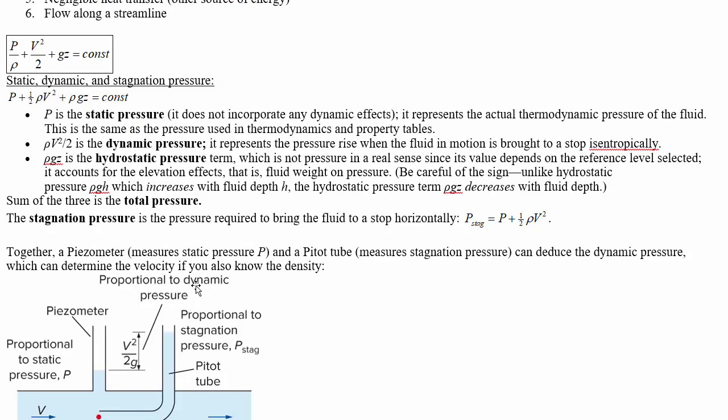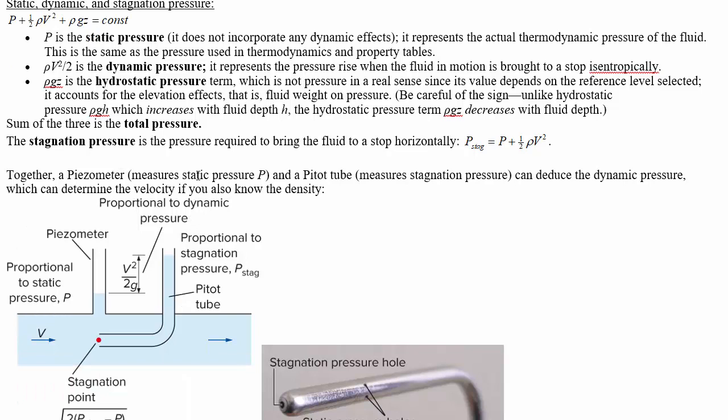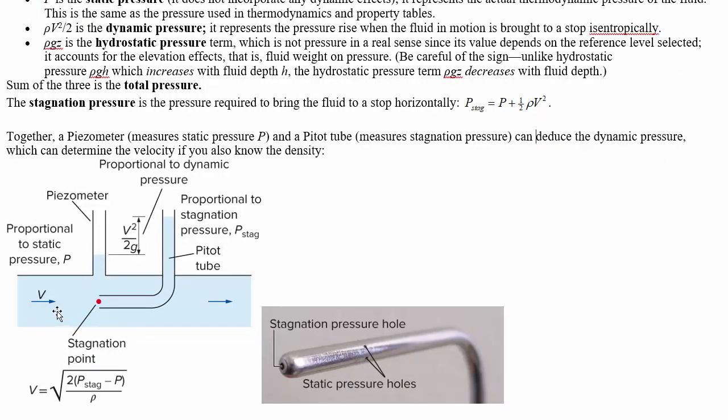Together, a piezometer measures static pressure P, and a Pitot tube, which measures the stagnation pressure, can figure out the dynamic pressure and therefore the velocity. So these two pressure meters acting together can determine how fast the fluid is flowing. Fluid flow is going to be the major topic of the labs that you're doing this week, the week that we're covering this chapter in the course. So here we go. We've got fluid flow going this way. We want to know what that is.